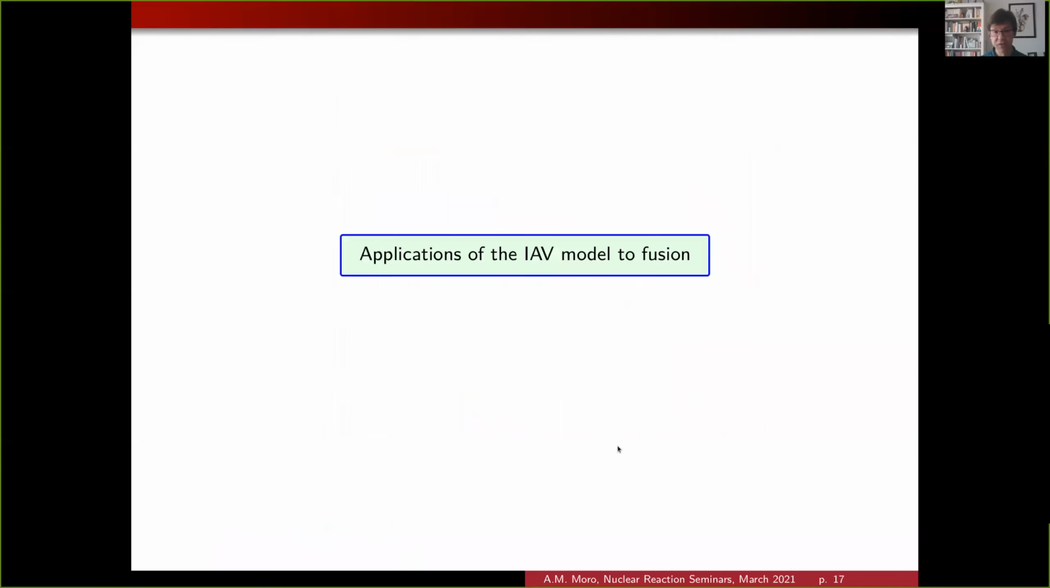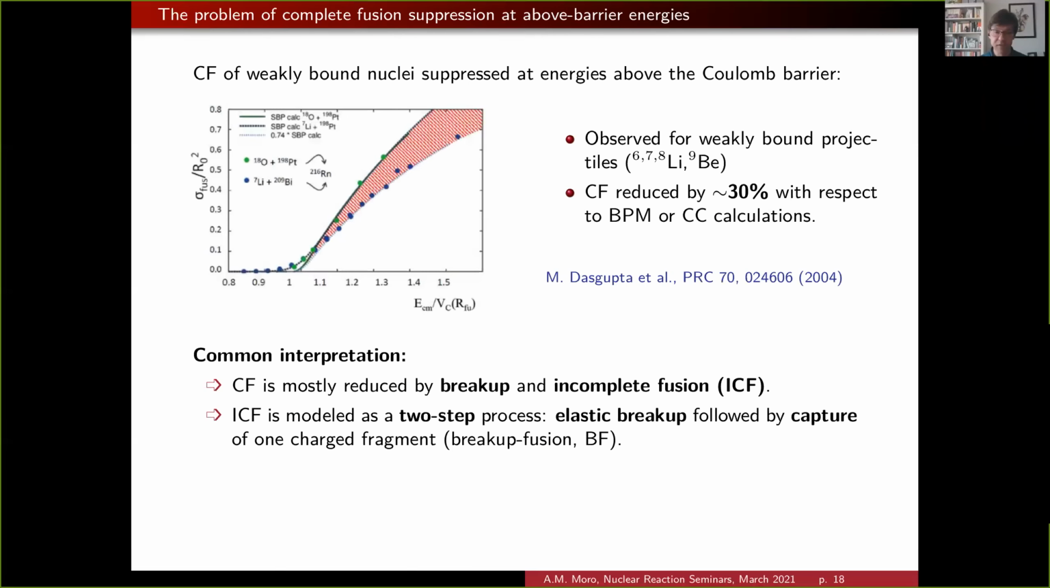Let me move on. Next, I'd like to discuss the application to fusion. The time is going fast. So first, complete fusion. Actually, I don't have a proper introduction to fusion, because last week Jesus Lubian from Rio made a very nice, comprehensive, academic and pedagogical introduction to the problem. So hopefully, if you were in his presentation, this will save me some minutes of introduction.